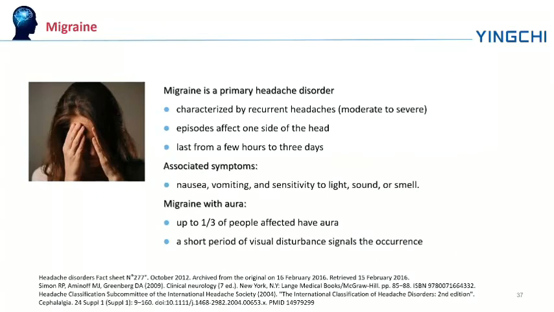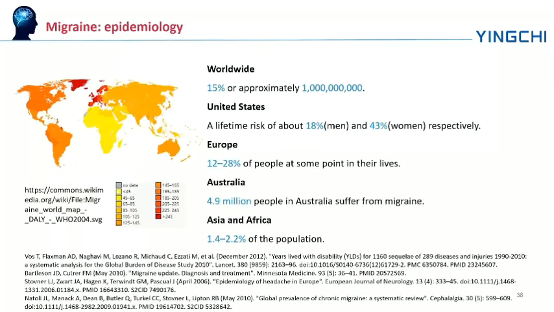So TMS can also be used in migraine, which is also approved by FDA. Migraine is a primary headache disorder, and it is characterized by recurrent headaches from moderate to severe. The episodes affect one side of the head, and last from a few hours to 3 days. Associated symptoms include nausea, vomiting, and sensitivity to light, sound, or smell. And 1/3 of people affected by migraine have aura, which means that a short period of visual disturbance signals the occurrence of migraine. Many people have been affected by migraine around the world. As you can see, more than 40% of women in the United States have been affected by migraine.